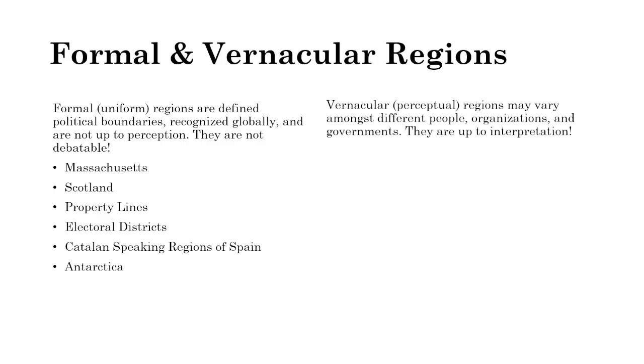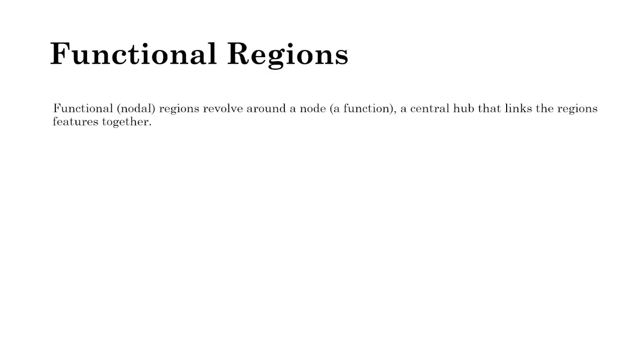Vernacular regions are also called perceptual regions, and they may vary amongst different people, organizations. They're up to interpretation. They vary from person to person. The South, where does the South start? Where does the South end? Some people don't include Florida in the South. Some people do. What about Silicon Valley or the Rust Belt? The Outback in Australia, that's kind of a common folk term. Where does the Outback start and end? Do you have an answer for that? What about Latin America? Some people say that Mexico further south to Argentina is all Latin America. Some people disagree.